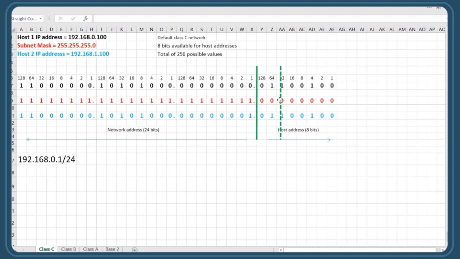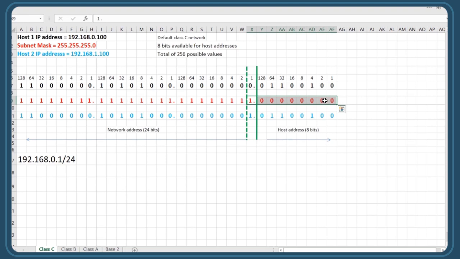What we are going to do now is the exact opposite. The line will move the other way. So instead of moving to the right, it will move to the left. So now what we have done is we have allocated 9 bits for the host portion. These original 8 plus this one. So again, that's the normal location of the line for a Class C, leaving 8 bits. But if we move it one more to the left, now there are 9 bits.